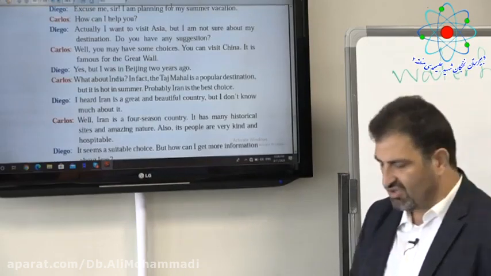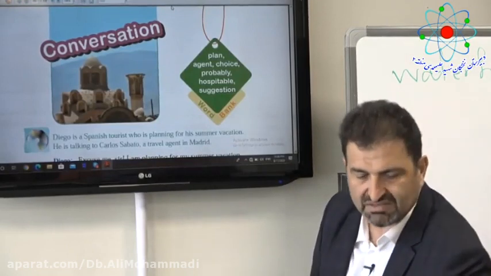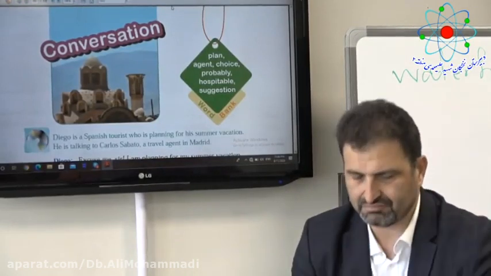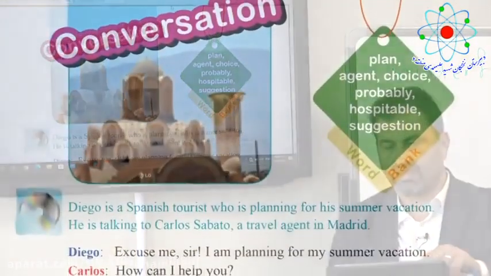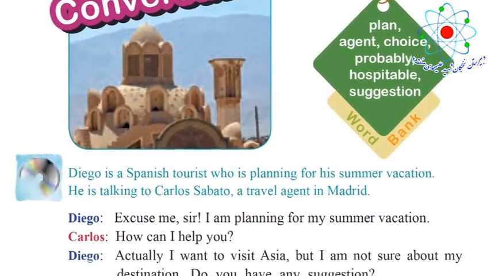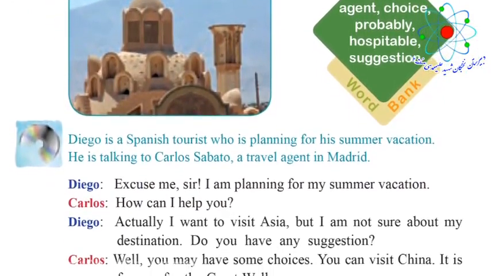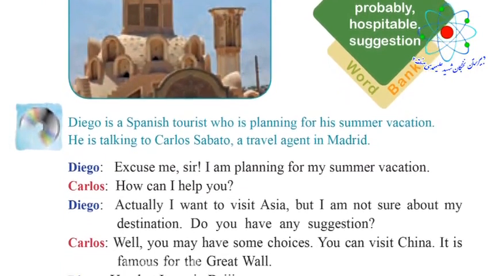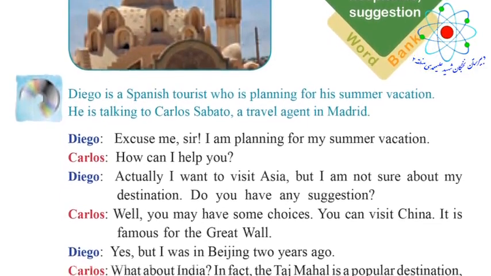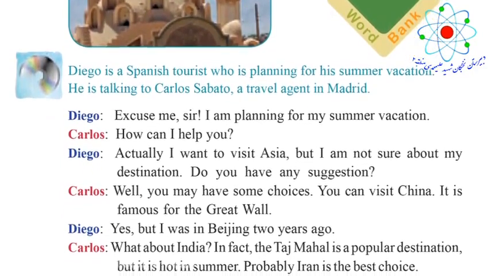Just to make you more comfortable with pronunciation, I will read it once for you. Again, the conversation between Diego and Carlos. Once again, Diego is a tourist and Carlos is a travel agent.